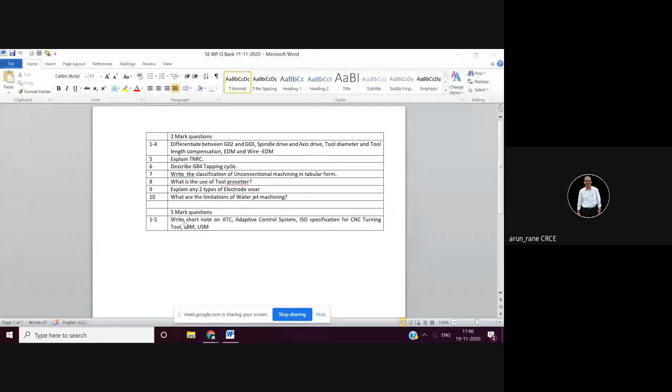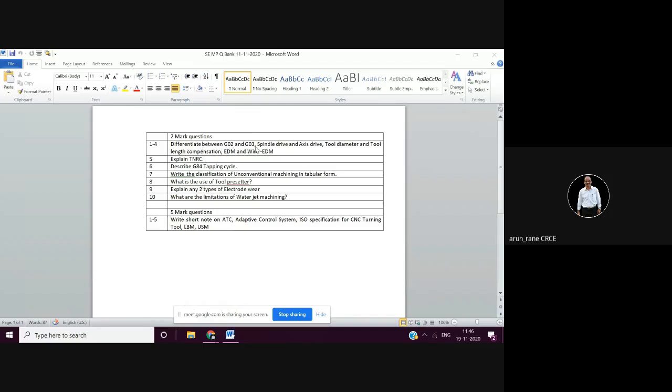Now here I have given you good options. In 2 marks questions, you have to attempt 5 questions out of 7 or 8, so you have 2 or 3 questions in options. In 5 marks questions, you have to attempt 2 questions out of 3 or 4, so you will have 1 or 2 questions in options. And this is your question bank now.